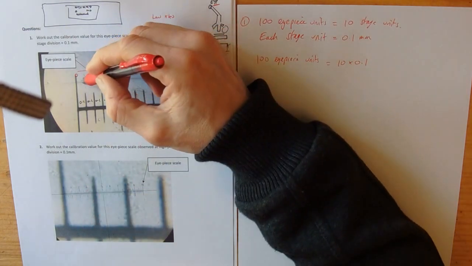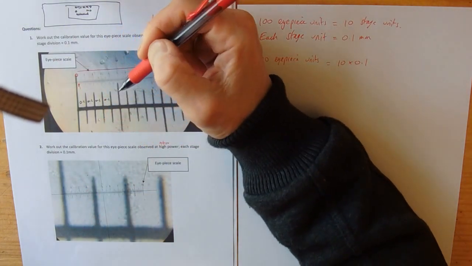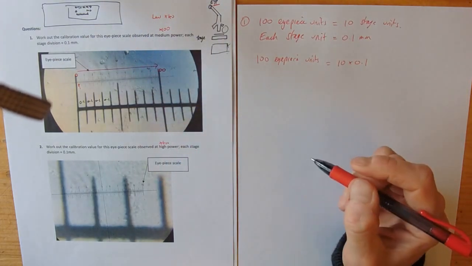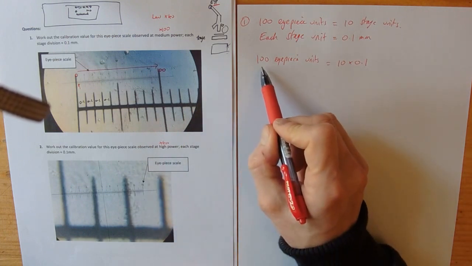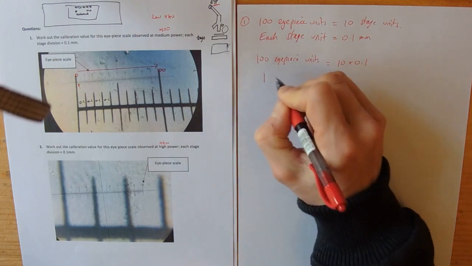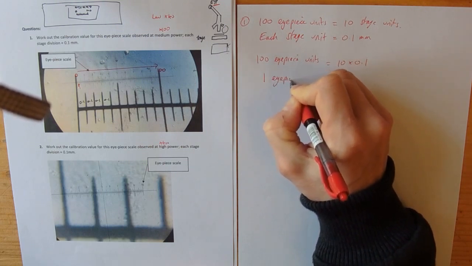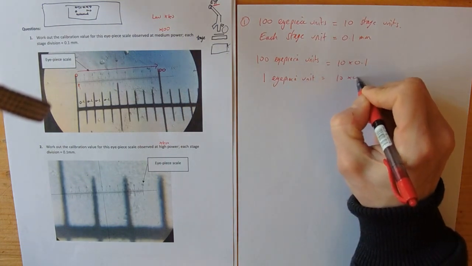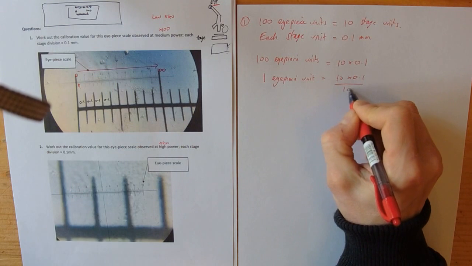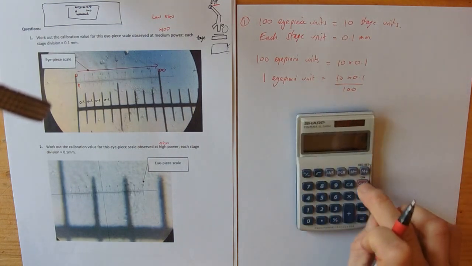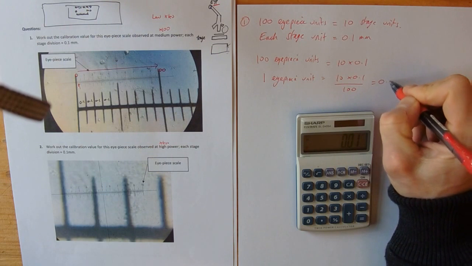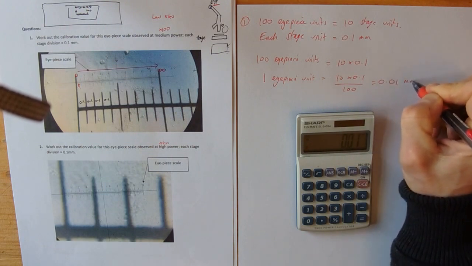And we actually want to find out what one of these eyepiece units actually measures. That'll be more useful, then we can use that in our calculations later. So we don't want 100, we want 1, so we're going to divide that by 100. So 1 eyepiece unit is whatever we had over here divided by 100. And when we do that, 10 times by 0.1 divided by 100 is 0.01 millimeters.